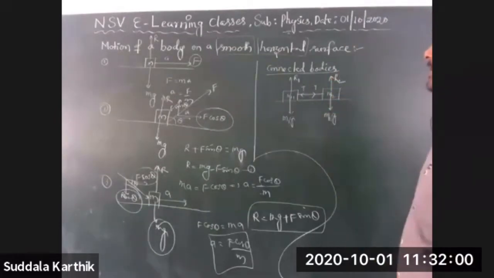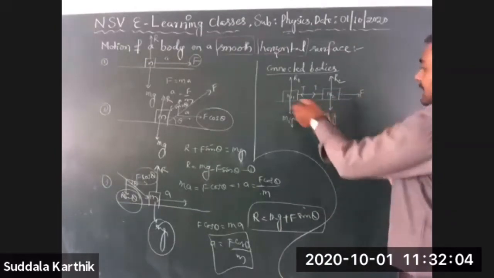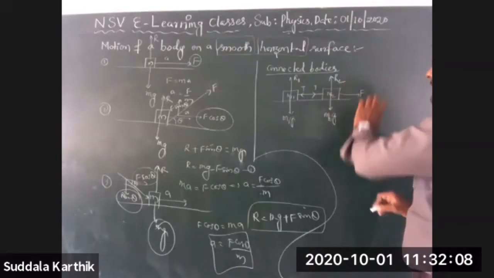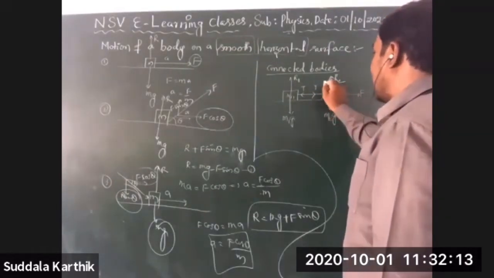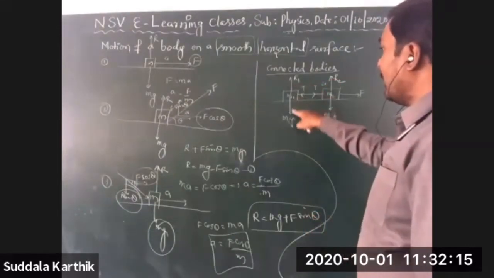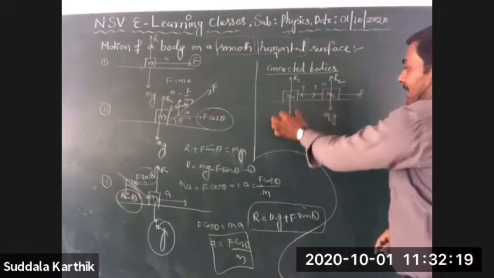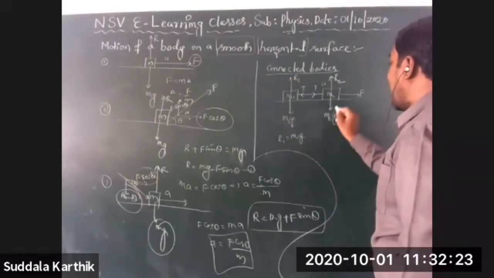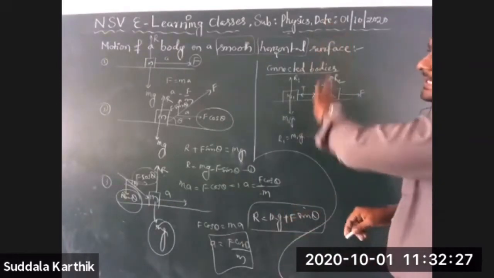M2G, R2. Yes, I am applying some force F in the horizontal direction, just a horizontal force for this body. Yes, it is getting some acceleration, that is A. So for this body, how many forces are acting? See here, R1 is equal to M1 into G. R2 is equal to M2 into G, because vertically it is not moving.